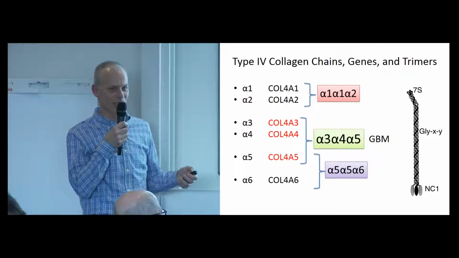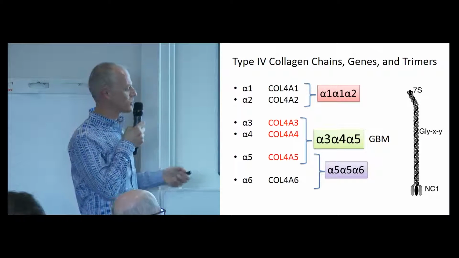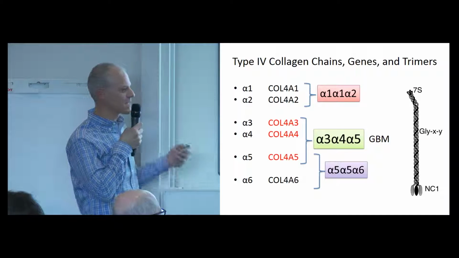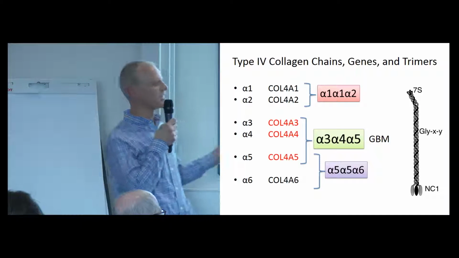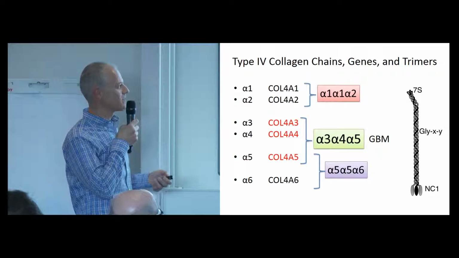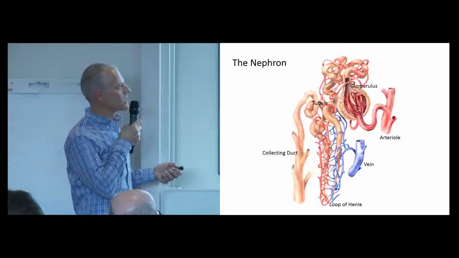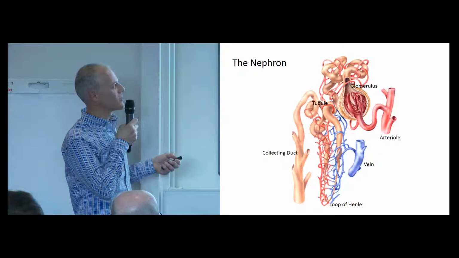Whatever function collagen alpha 3, 4, 5 has, alpha 1 and 2 cannot fully compensate, but at least they compensate to allow a basement membrane that functions for years to be able to form. So I wanted to point out in this different drawing of a nephron.